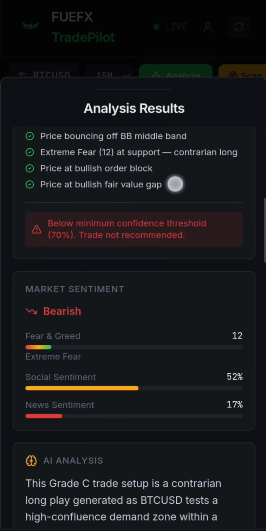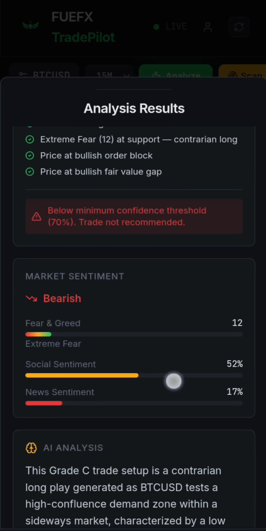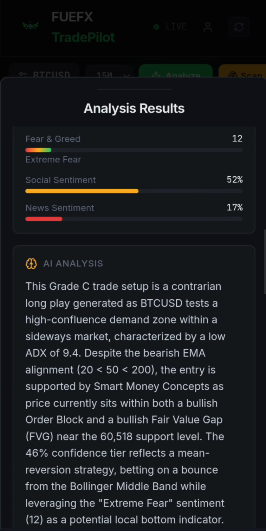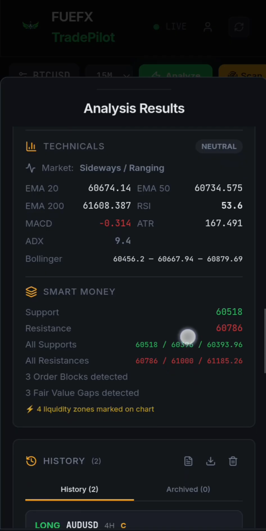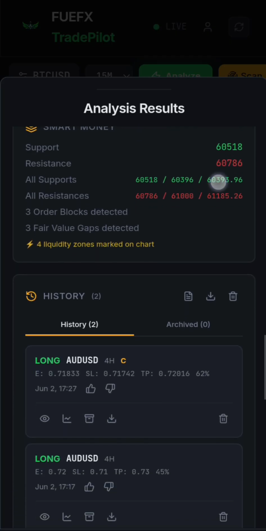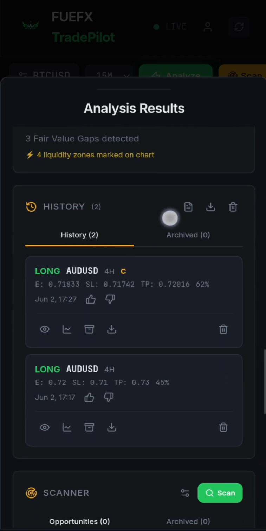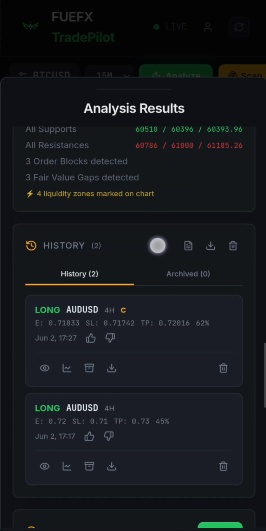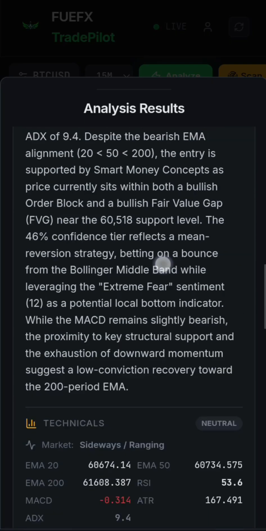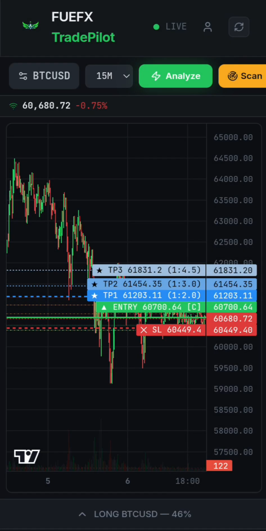You can see the market sentiment. I can also see the AI analysis for the trade setup. You can see the technicals. And here in the history, you can see the history of previous analysis done. So that's that for the trade analysis.